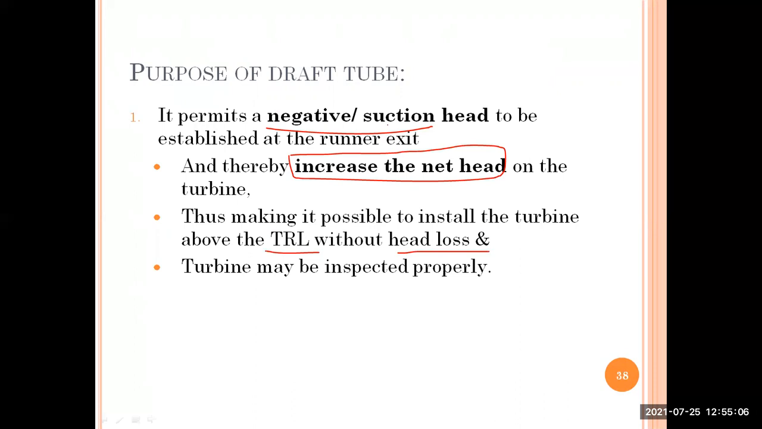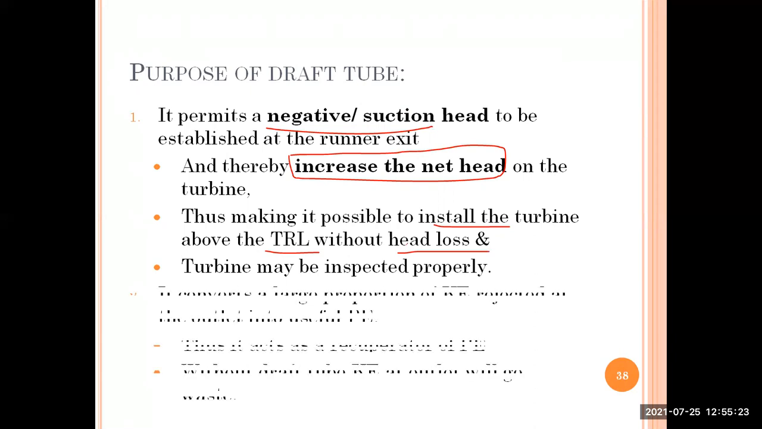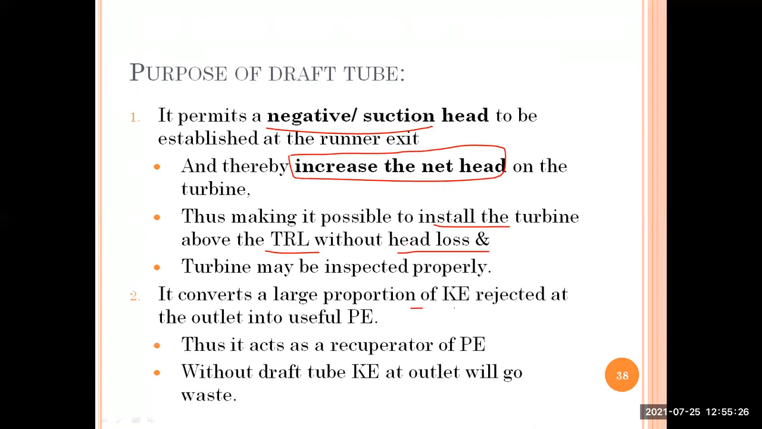Because of the development of this negative head, we can install the turbine above the tail race channel so that there will be no head losses. And you can also inspect the turbine properly if you provide the draft tube. It will also convert a large portion of the kinetic energy which is rejected at the outlet into useful pressure energy. Or else all the kinetic energy will get wasted. So that is one advantage we get by providing a draft tube.